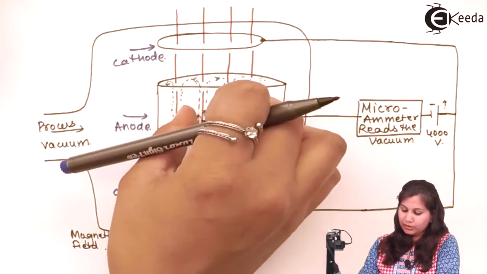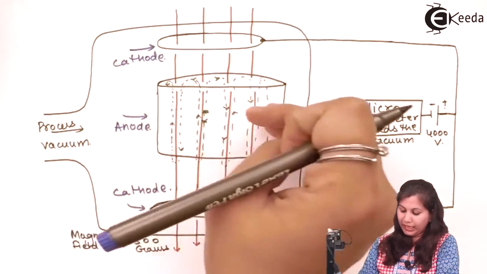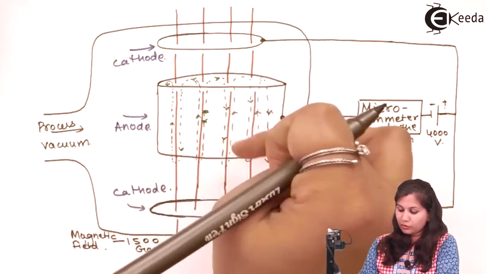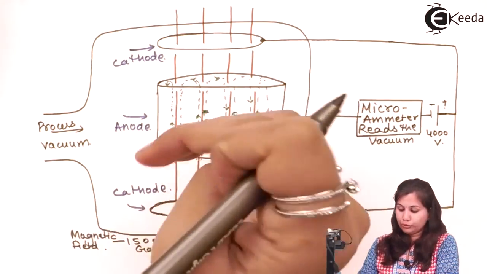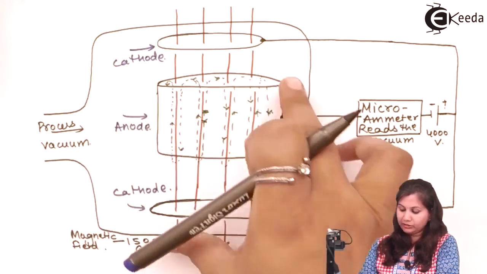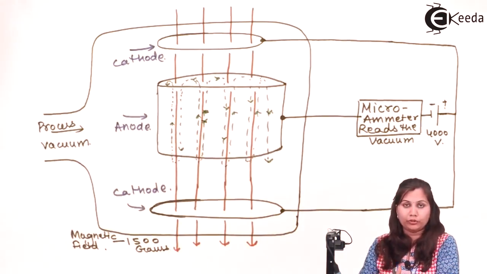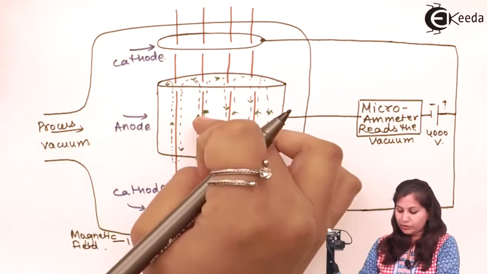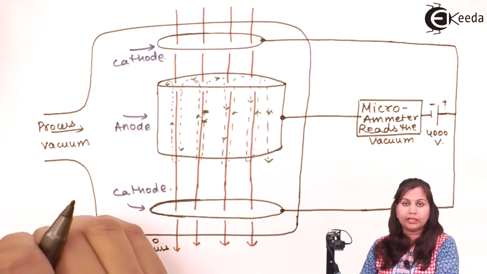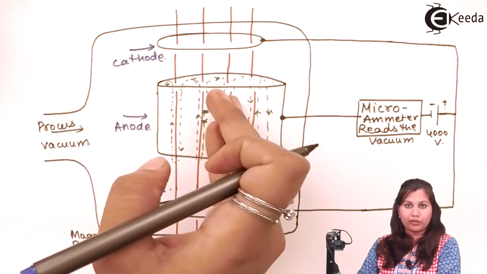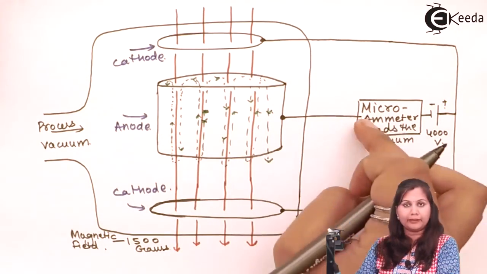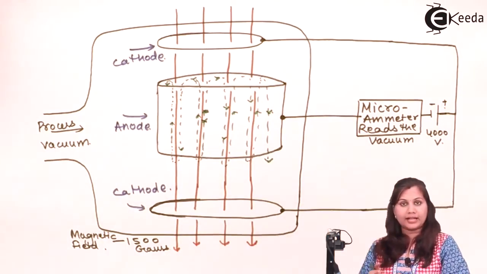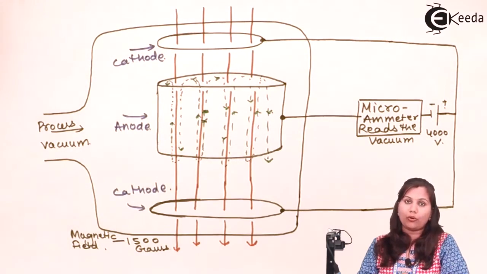Now these electrons enter into the anode, and here we are having the magnetic field. So electrons are going to move in the form of a spiral. Because here the gas molecules are present, collision occurs between the gas molecules and the electrons, and due to that positive ions will be generated. Due to the presence of positive ions the current will start flowing, and this current is measured by the microammeter.